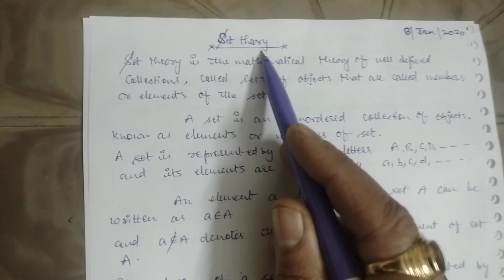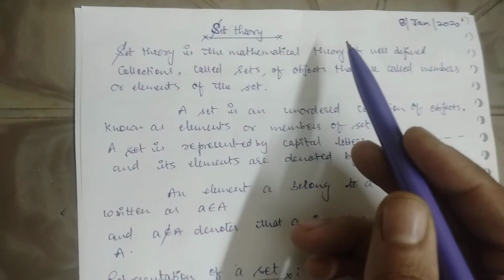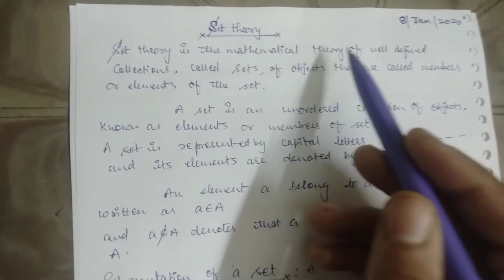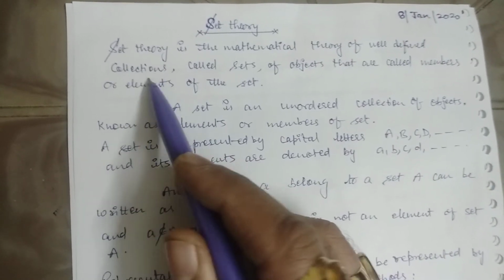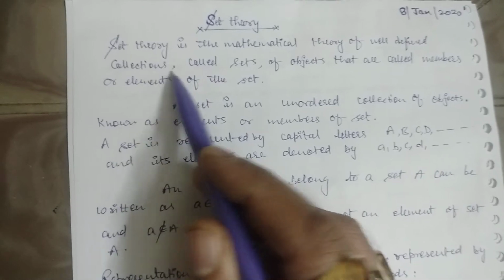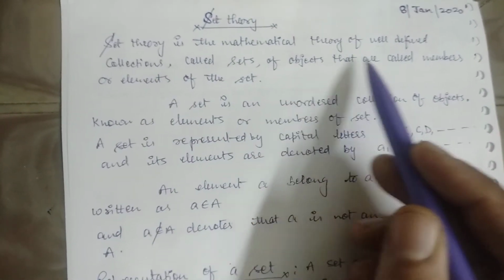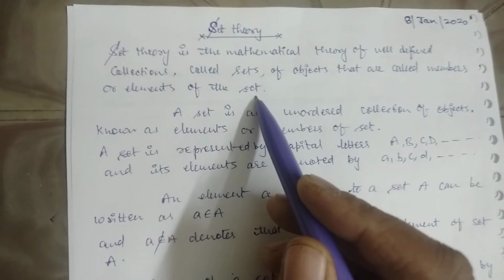First topic is the set theory. What is the set theory? Set theory is the mathematical theory or concept that deals with the well-defined collection, and that collection is called the sets. And what is in that collection? That collection is of objects that are called members or the elements of the set.